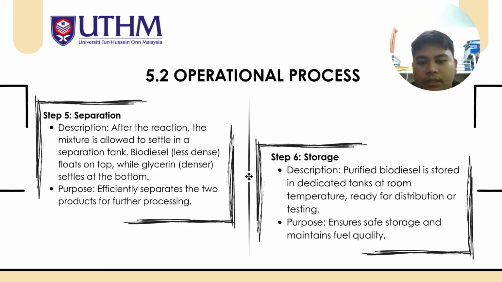The next step is the separation process. After the reaction, the mixture is allowed to settle in a separation tank. Biodiesel, which is less dense, will float on top, while glycerin, which is denser, will settle at the bottom. This process is important so that we can efficiently separate the two products for further processing. Biodiesel will continue to be used, while glycerin will be used to make other products.